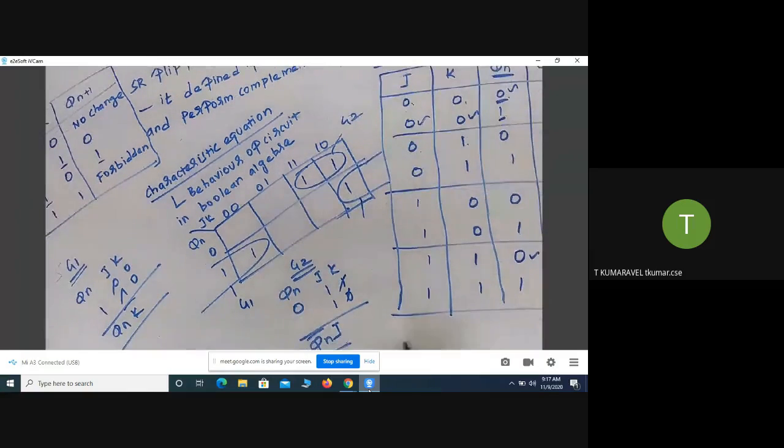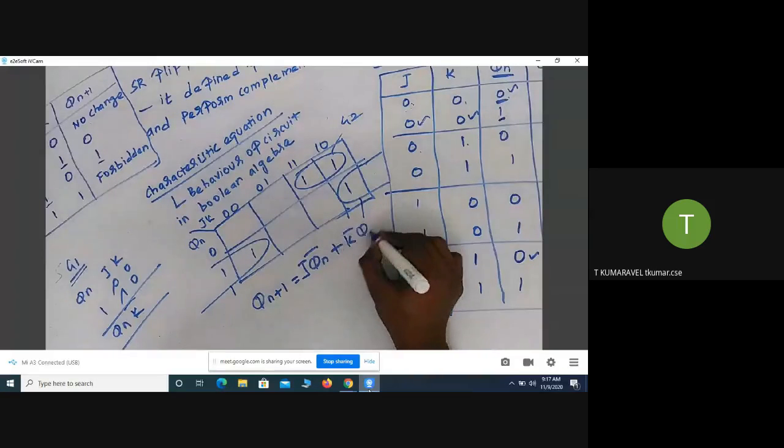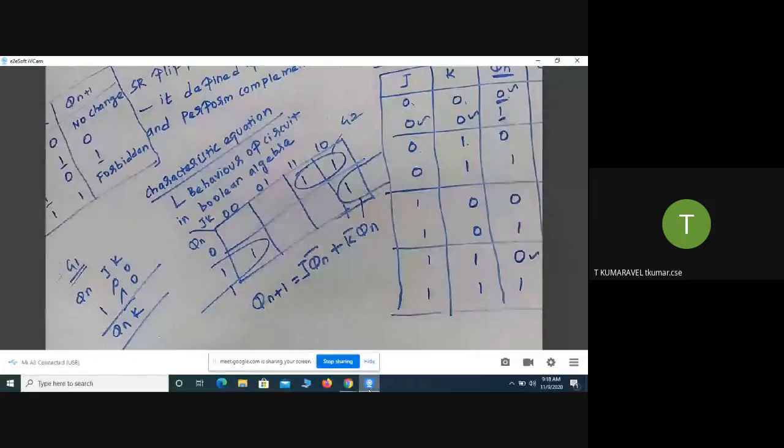So the final characteristic equation is Q(n+1) = J Q(n) bar + K bar Q(n). That is called the characteristic equation. It tells the behavior of the circuit in Boolean algebra representation. Do you have any queries?